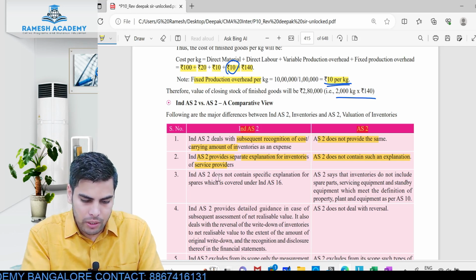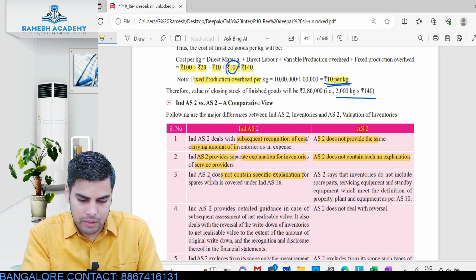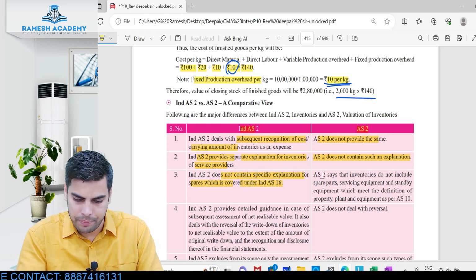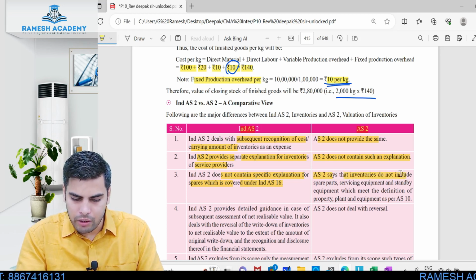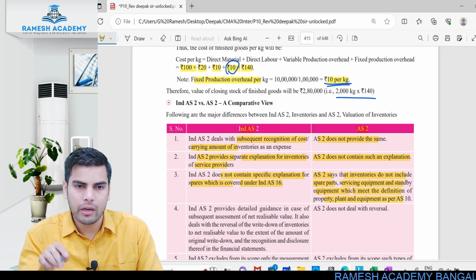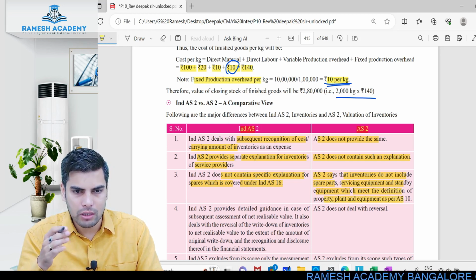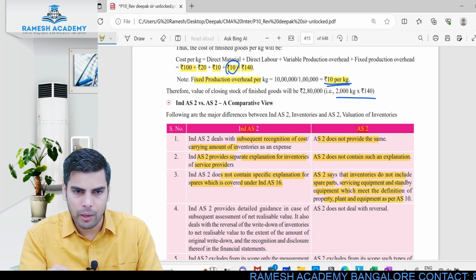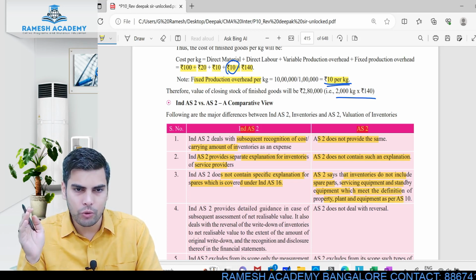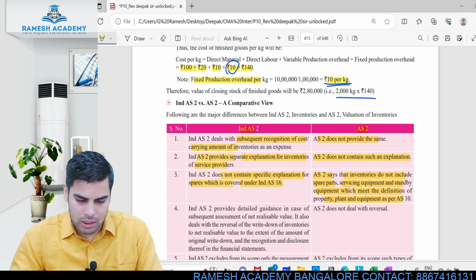Indian Accounting Standard 2 does not contain specific explanation for spares which are covered under Indian Accounting Standard 16. As per Accounting Standard 2, inventory does not include the spare parts, servicing equipment and standby equipment which meet the definition of property, plant and equipment. Few spare parts which are considered as property, plant and equipment or fixed asset do not form part of inventory. That has been explained in Accounting Standard 2, whereas Indian Accounting Standard 2 is silent with respect to the same.